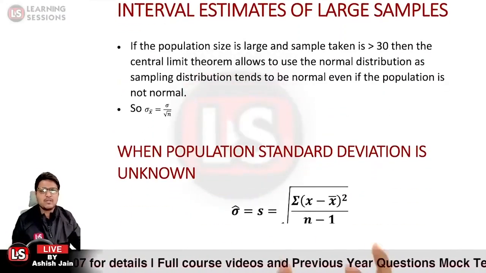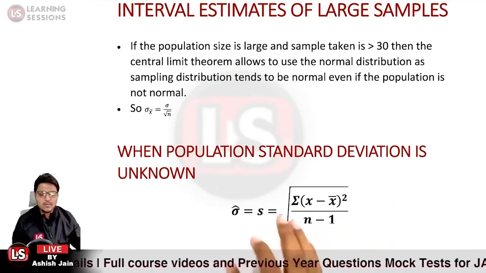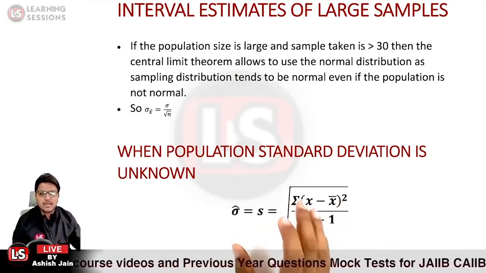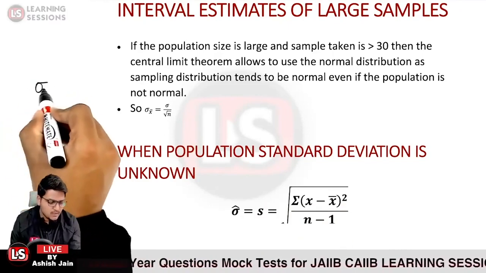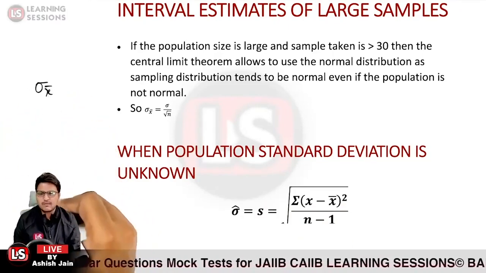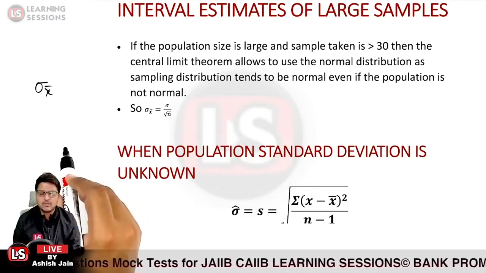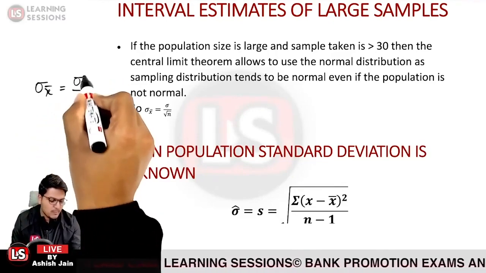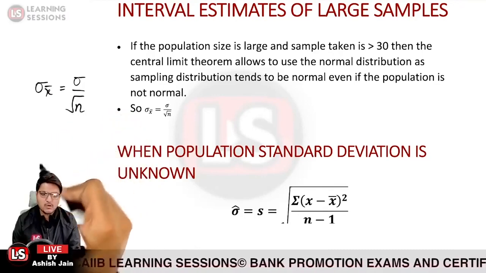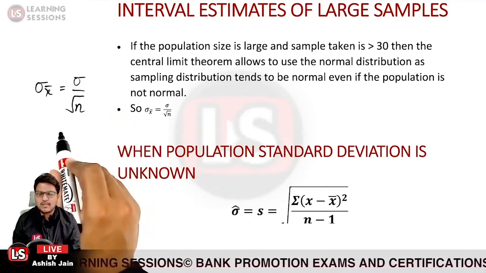And further, when the population standard deviation is unknown, when you basically do not know the population standard deviation, because if you want to calculate the standard deviation of the sample itself, not the mean, in that case the formula turns out to be standard deviation of the population divided by the under root of n. N is equal to what? N is equal to the number of entities in the sample itself.